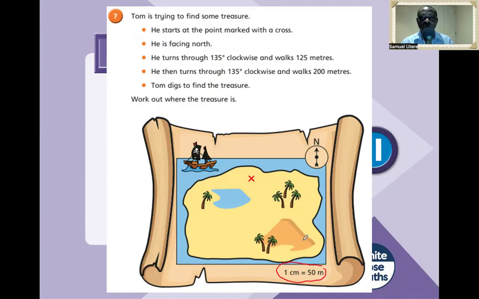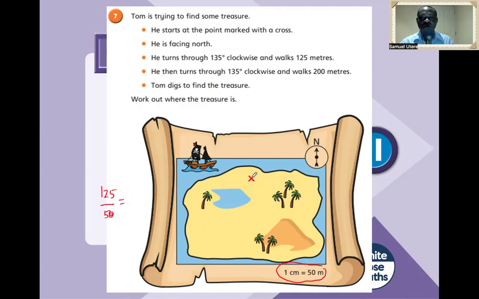So if he is walking 125 meters, one way to find out how many centimeters you're going to use is to do 125 divided by 50 to find out how many centimeters you're going to use to represent 125 meters. All right, so you do this real quick. So once you've done that, I'm going to just talk you through what you're going to do. So you now have what you're going to use in centimeters to represent this.